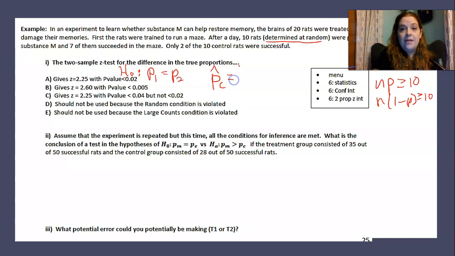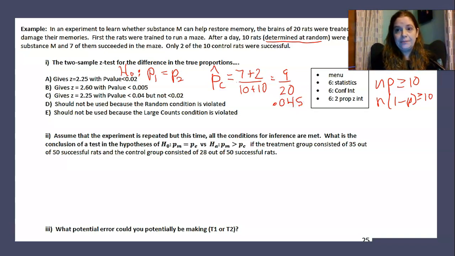Okay, so that would be, in our case, let's see, we've got 7 rats out of the first group and 2 rats out of the second group that were selected, and then we've got 10 plus 10 right here. All right, so that is going to give me 9 out of 20, which is 0.45. All right, so we have 45% here.